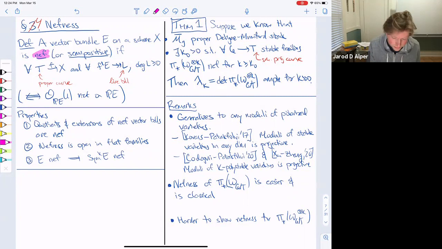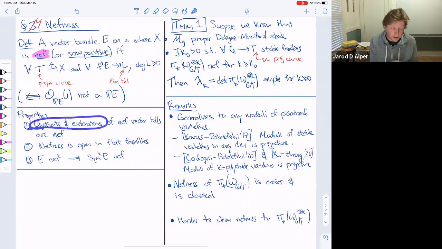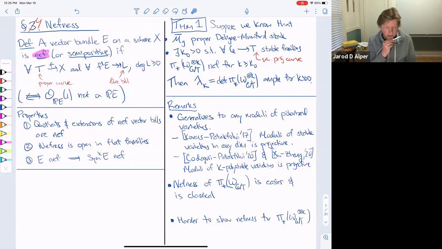Nefness has some nice properties. The ones to highlight are that nefness is closed under taking quotients and extensions. It's also open in flat families. That's a desirable property. And another thing that we're going to use is that if E is nef, then certain tensor products, and in particular the symmetric product, are nef.